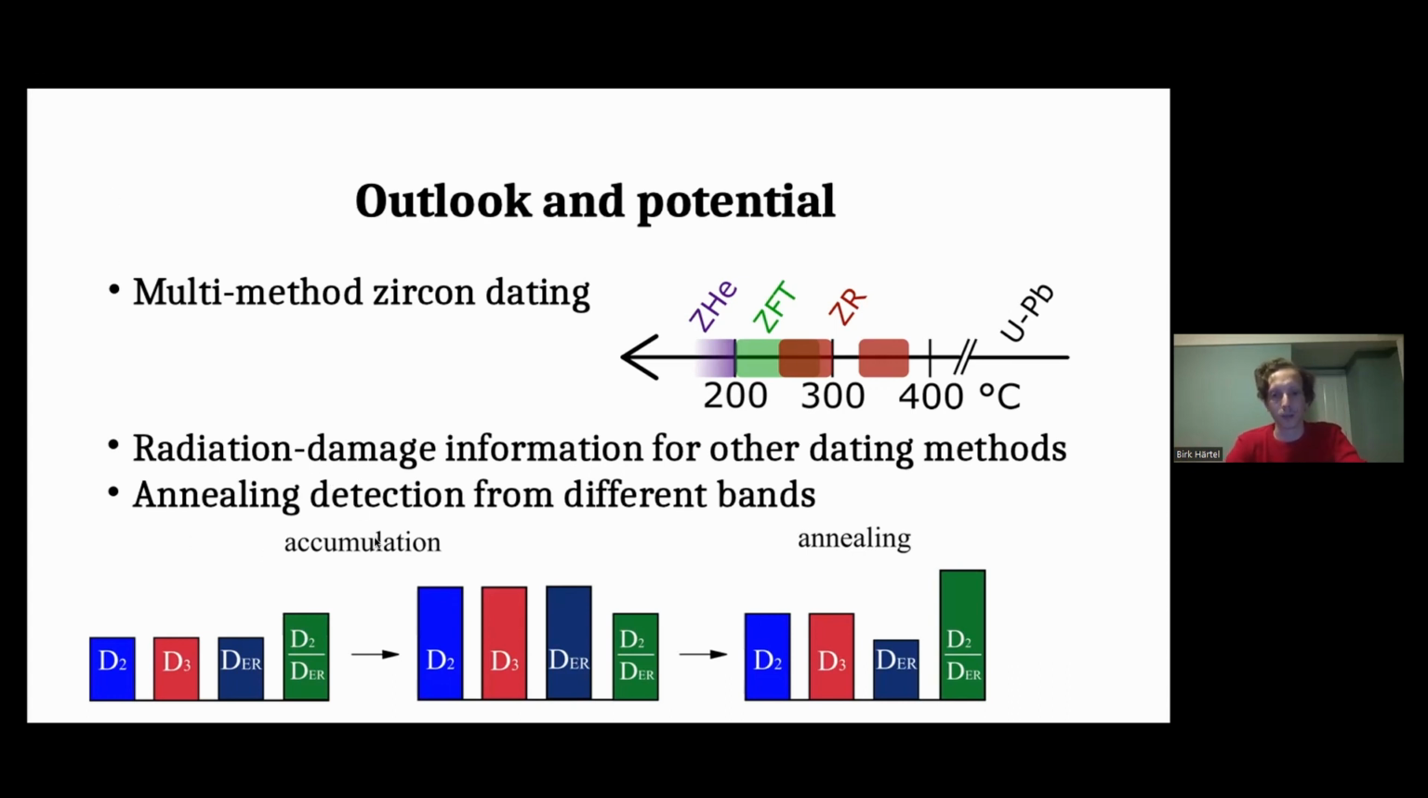During accumulation, this is actually true. If we look at those damage estimates, they all grow evenly, and the ratio between them, in this case between the D2 and DER, should be constant. But once the zircon is put to high temperatures upon annealing, as we saw from the experiments, all of the D values, all of the damage that is in the lattice, decreases, but the DER will decrease more than the others because it's more sensitive, and this will lead to an increase of this D2/DER ratio.